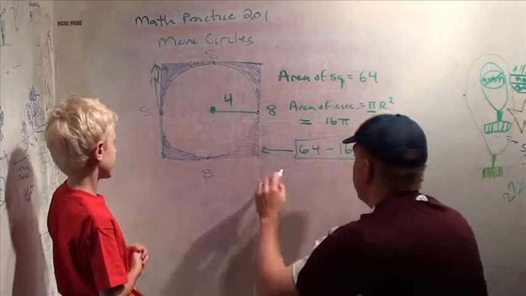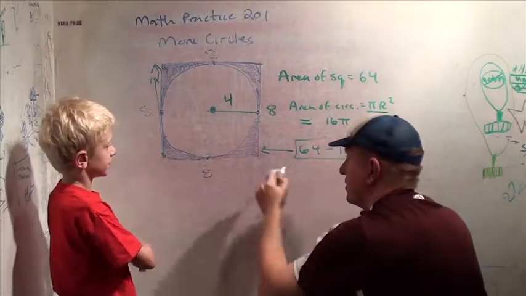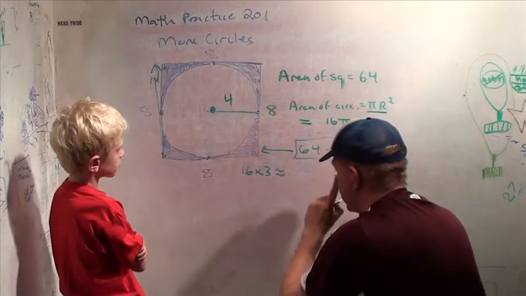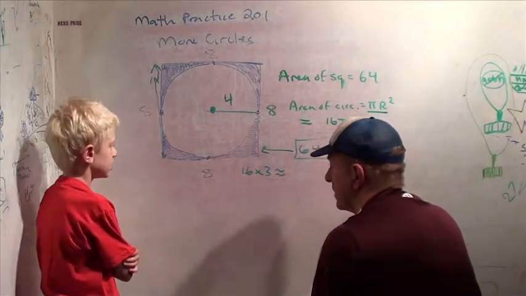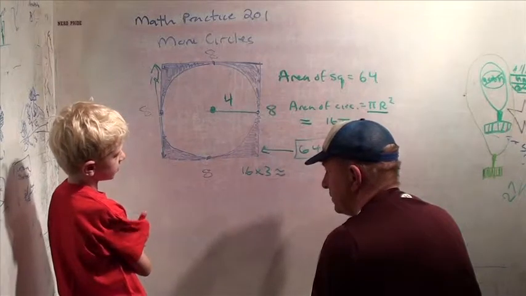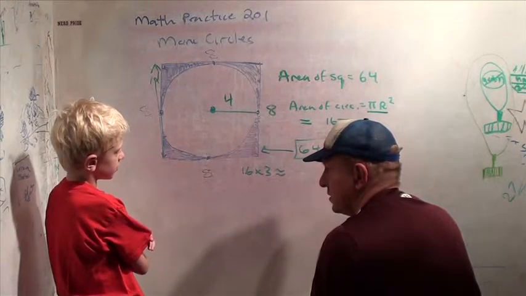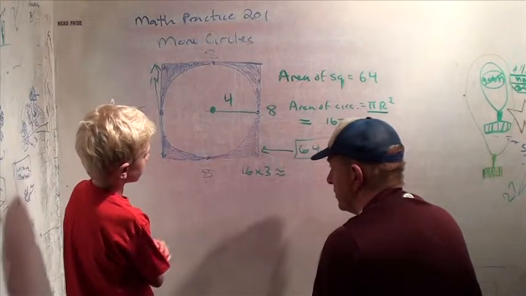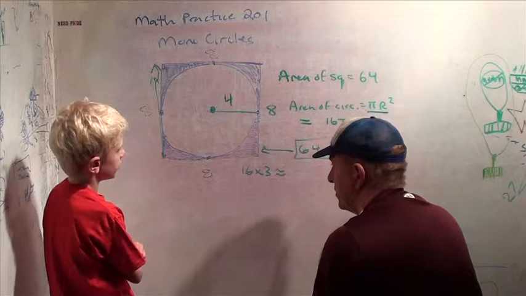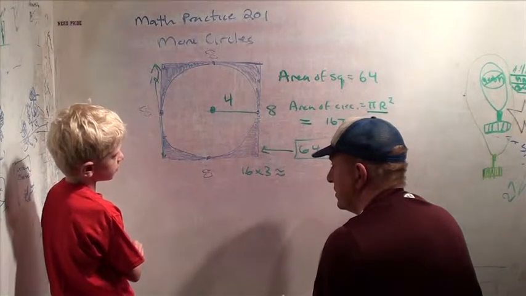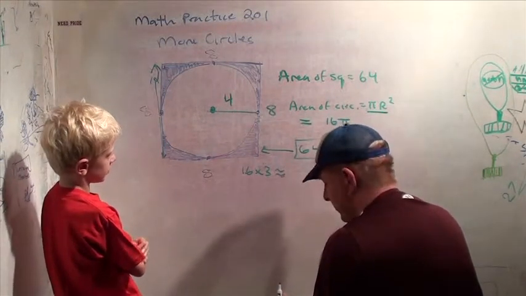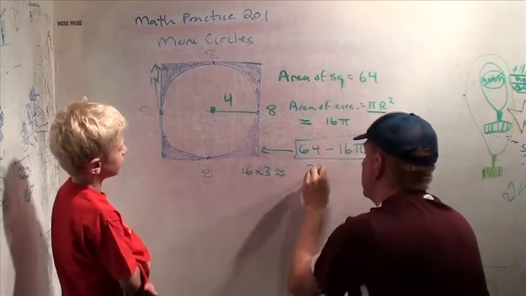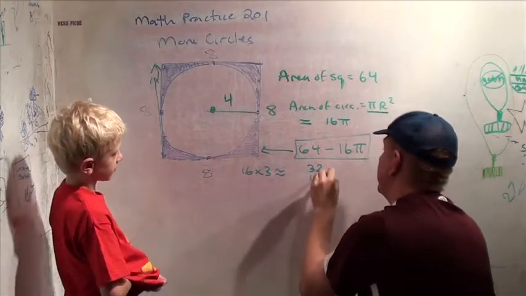Okay, so pi is about 3.14. So let's do 16 times 3 first, because pi is about 3. What does 16 times 3 equal? 16 times 2 is 32. And then we have to add another 16 so that it's 48. 32 plus 16 is 48.